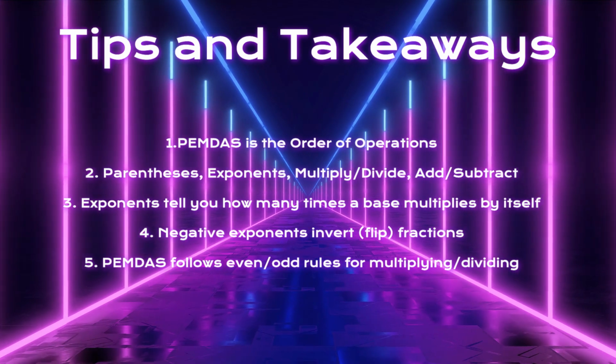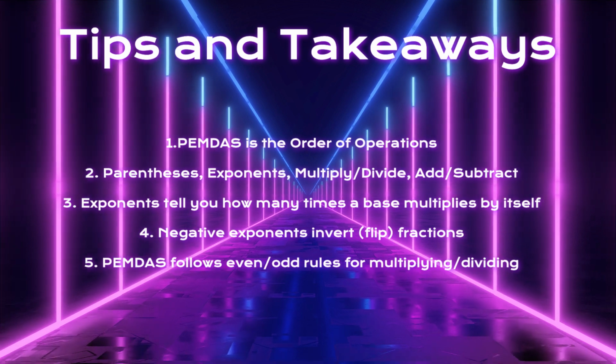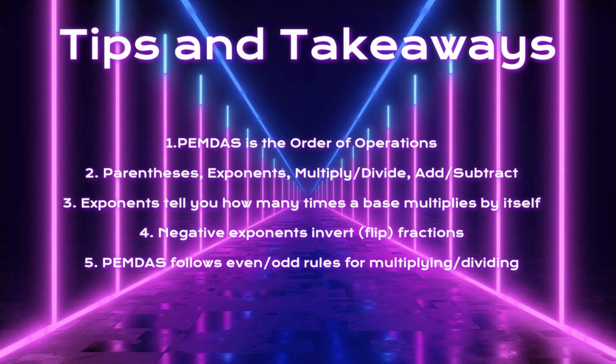And what's our summary here? PEMDAS is the order of operations. It goes parentheses, exponents, multiply, divide, add, subtract from left to right. Exponents tell you how many times a base multiplies by itself. Negative exponents invert or flip fractions. And lastly, PEMDAS follows even odd rules for multiplying and dividing.